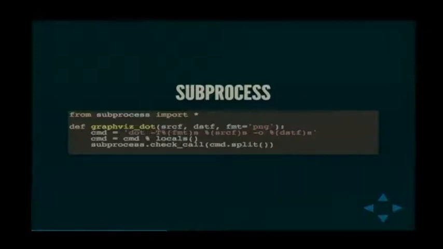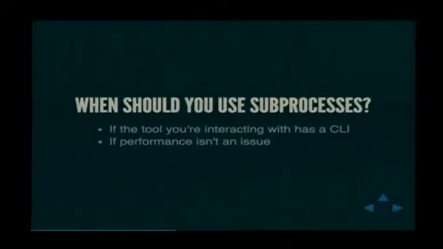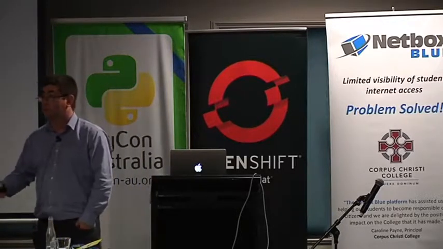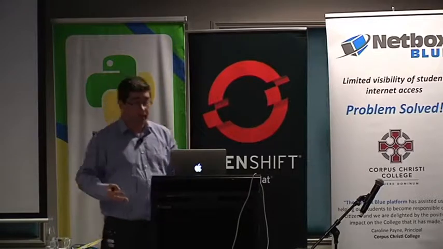This is probably not the type of thing that you would want to use in production. There are better tools out there for interacting with GraphViz, but it certainly demonstrates what is possible if those tools aren't available. So subprocess is definitely the thing that you want to use if you're interacting with a tool that has a command line interface and performance isn't an issue. Most of the time when scientists spin up external processes, they're starting long-running jobs. If you're starting lots of small jobs, you may want to look at other options.